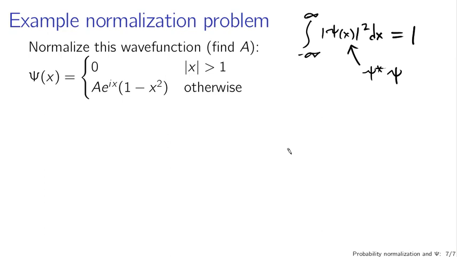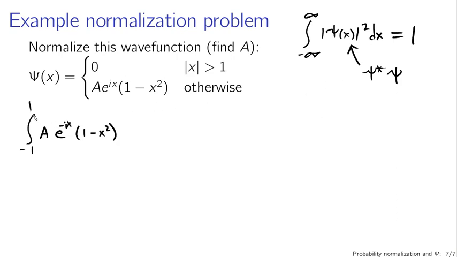The other thing I'm going to do before I get started is notice that my wave function is 0 if the absolute value of x is greater than 1, meaning for x above 1 or below negative 1. So instead of integrating from minus infinity to infinity here, I'm just going to focus on the part where psi is non-zero and integrate from minus 1 to 1. Integral from minus 1 to 1 of psi star, which is going to be A e to the ix is going to become e to the minus ix, and 1 minus x squared is still going to be 1 minus x squared.